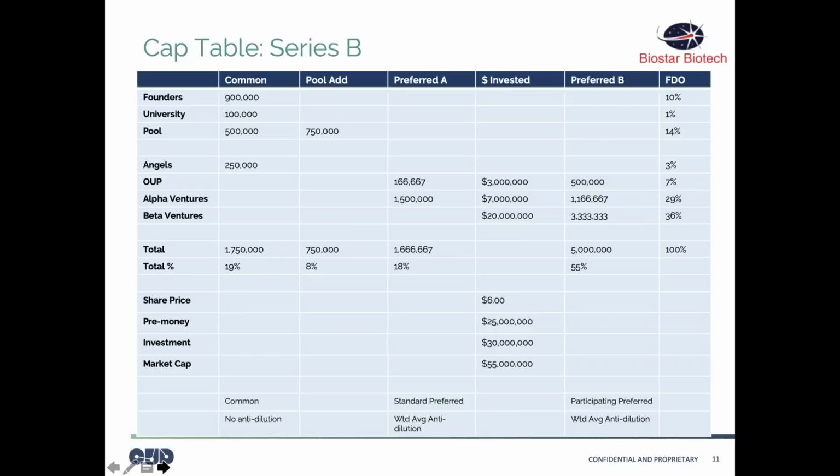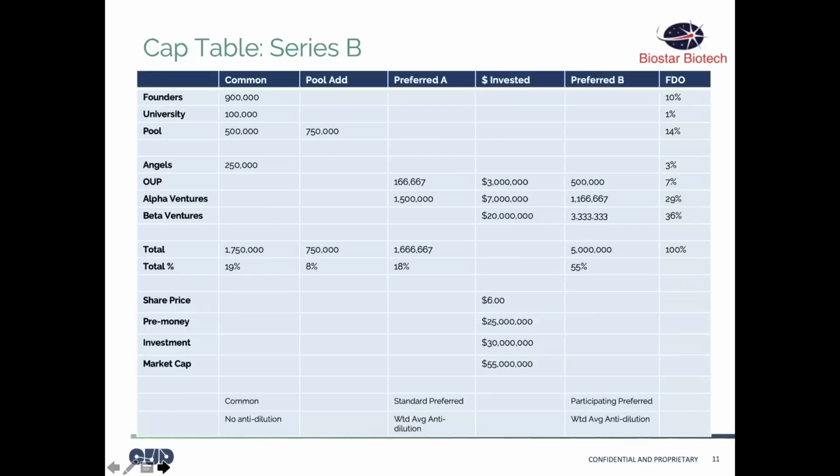You can see the fully diluted ownership has changed. The founders are now down to 10%. The university is at 1%. The pool by design is 14%, and you can see where the angels, OUP, Alpha, and Beta are. So the angel here, because he purchased so much of the company at such a low price so early, is doing pretty well, far better than the university.